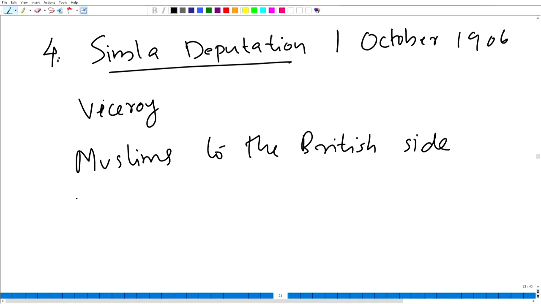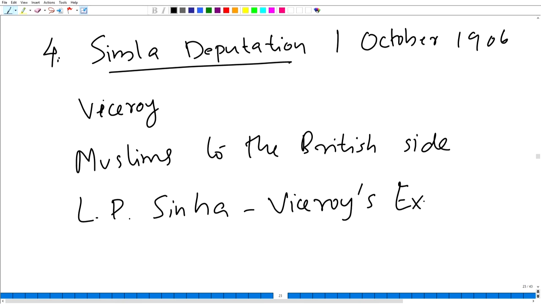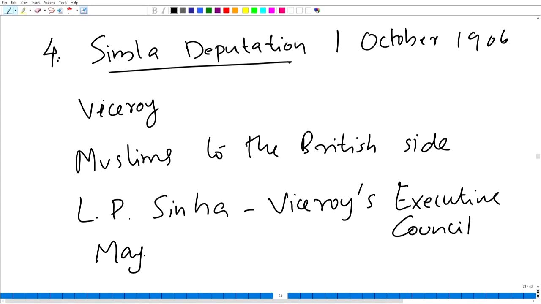Even before the passage of the Government of India Act 1909, L.P. Singha was appointed into the Viceroy's Executive Council. L.P. Singha was the first Indian to become a member of the Viceroy's Executive Council even before the passage of the Government of India Act in May 1909. At this time, the Government of India Act 1909 was passed.